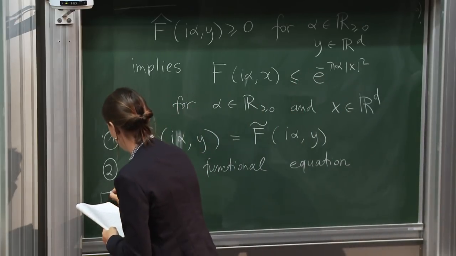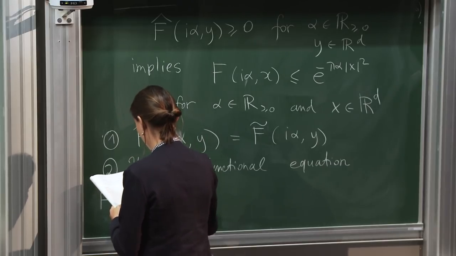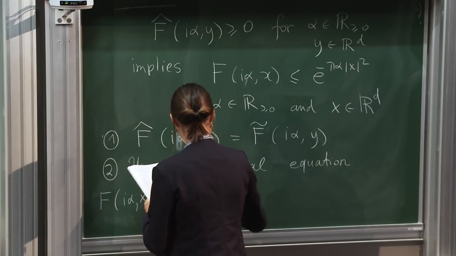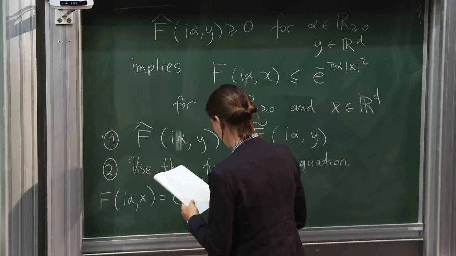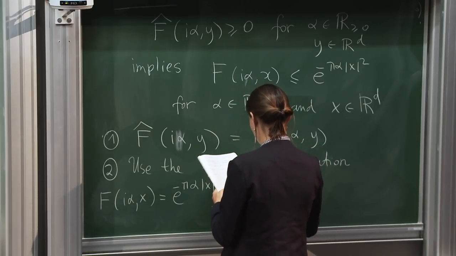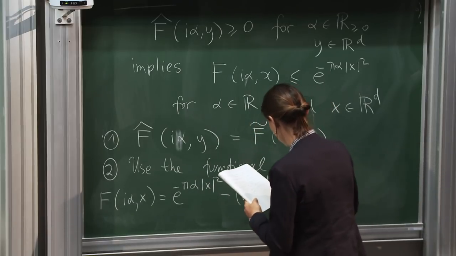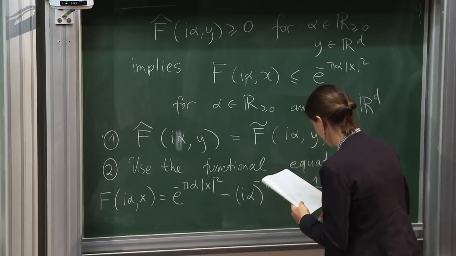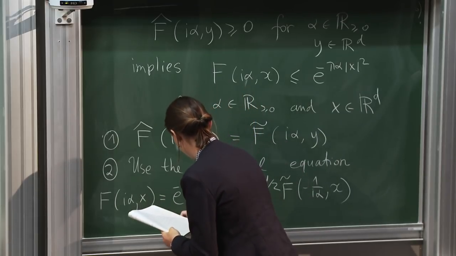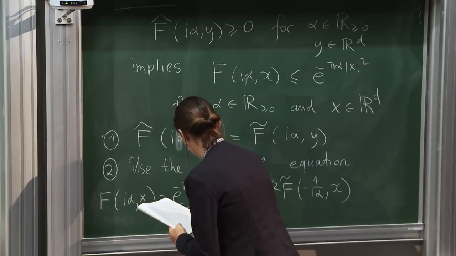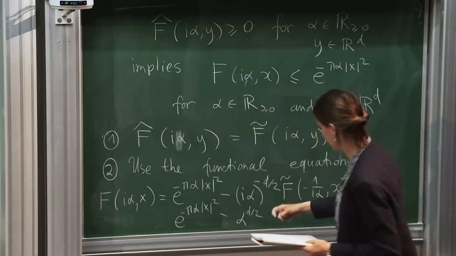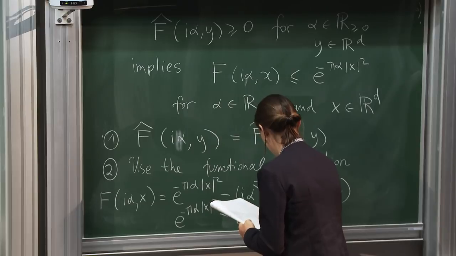So we know that f of i alpha x will be equal to e to the minus pi alpha, the Euclidean norm of x squared, minus this number. And so here we use the fact that F tilde is actually equal to the Fourier transform of F. And here we use the fact that our D is divisible by 8. The dimension is divisible by 8.